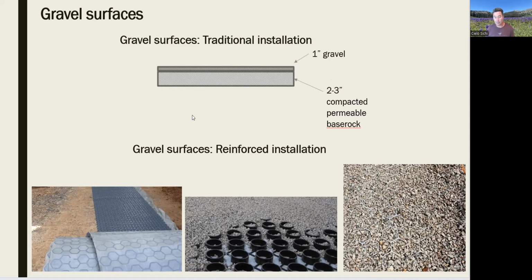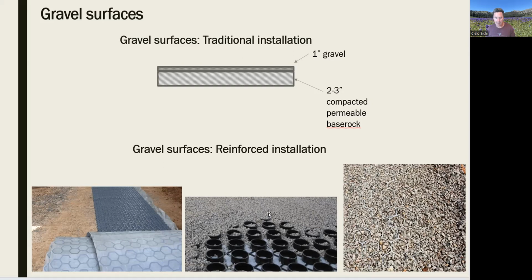Now, if you like gravel, but you want it as a really solid surface, you can do a gravel reinforcement installation. Here's some products that you see. There's a lot of products out there. The cost range, depending on how much you're buying, is between $2 and $5 per square foot.